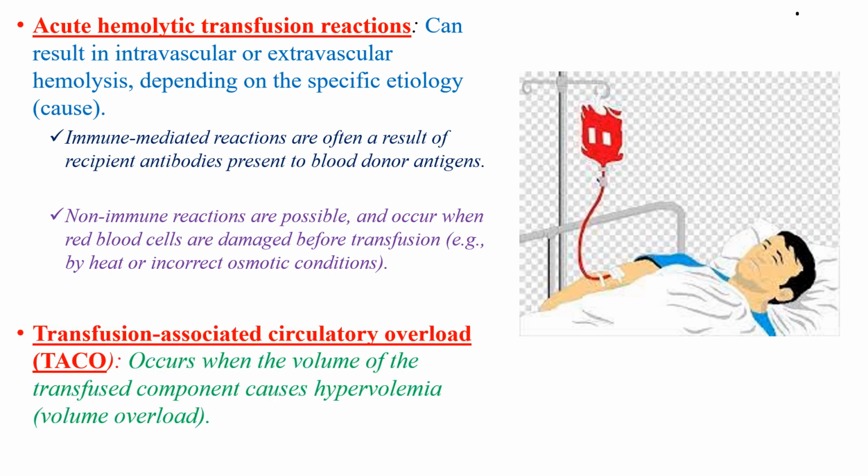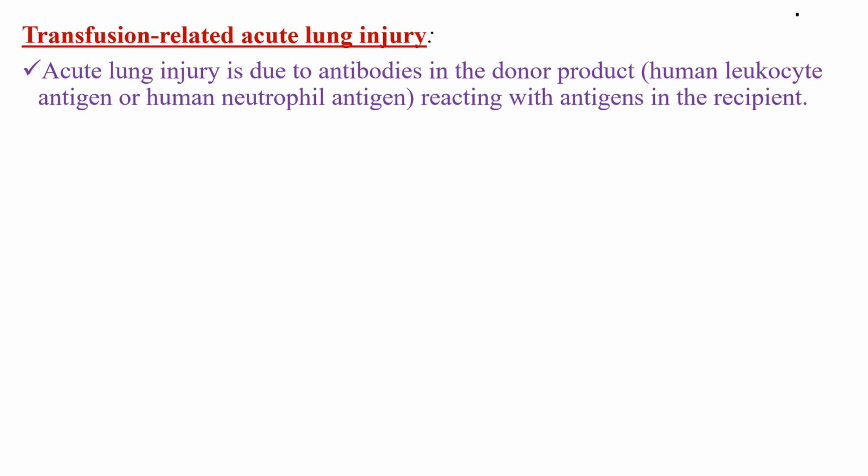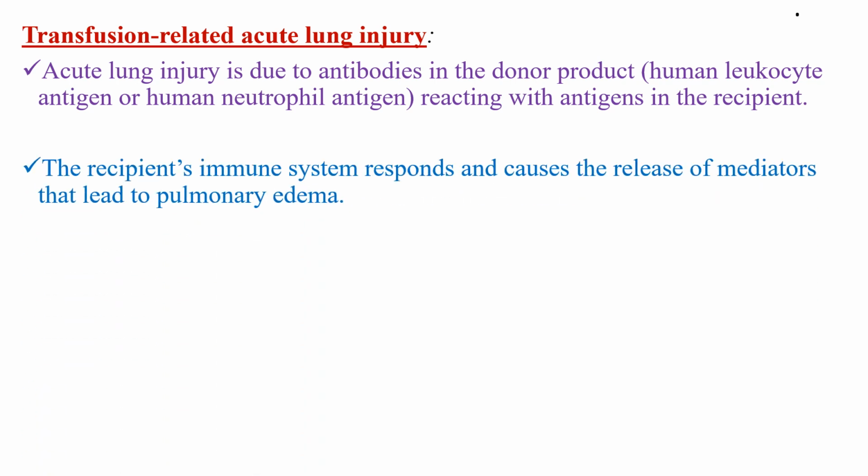The other is transfusion-associated circulatory overload. This occurs when the volume of the transfused components causes hypervolemia. The other is transfusion-related acute lung injury. Acute lung injury is due to antibodies in the donor product reacting with antigens in the recipient. The recipient immune response causes the release of mediators that lead to pulmonary edema.